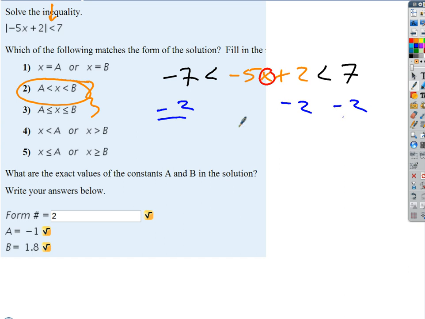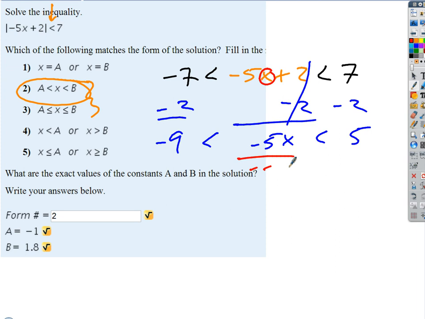Good. Okay, so the 2's go away. I get my negative 5x. I get my positive 5 and what, negative 9? Okay, have the inequalities flipped? No. Okay, now what? Okay, what does that mean? Flip the signs. Good, I got to flip the inequalities because I divided by a negative.